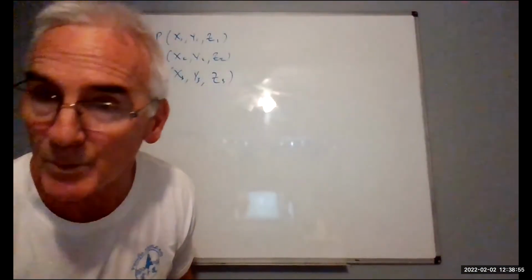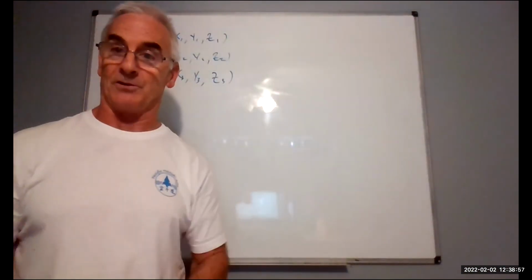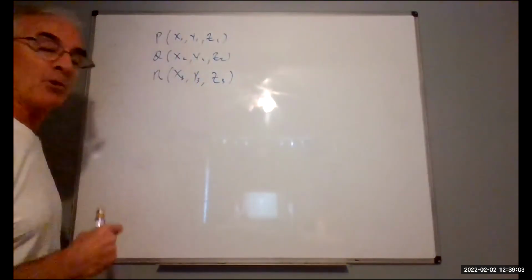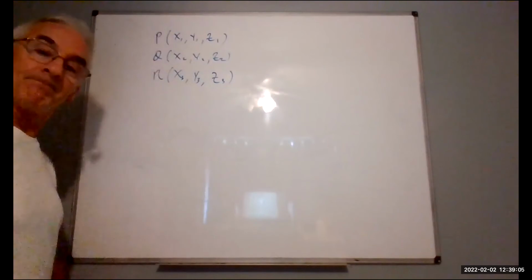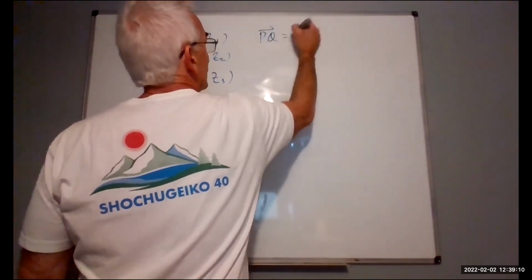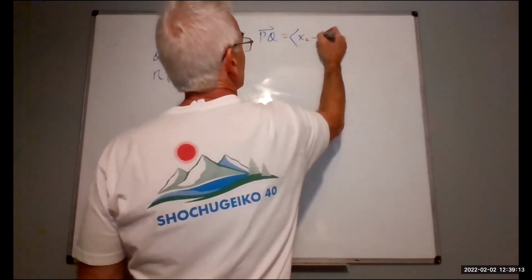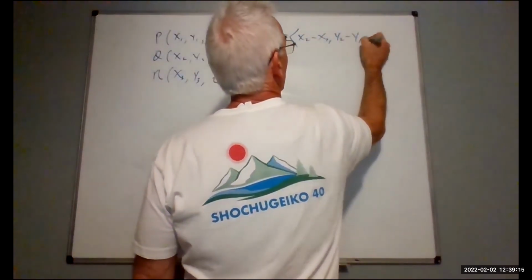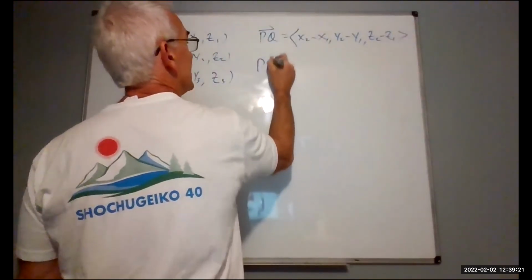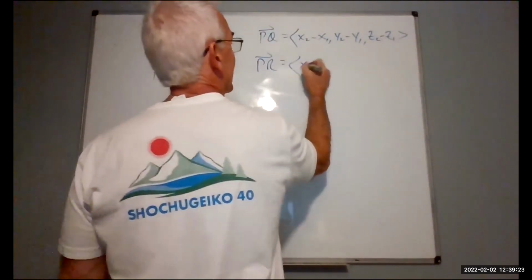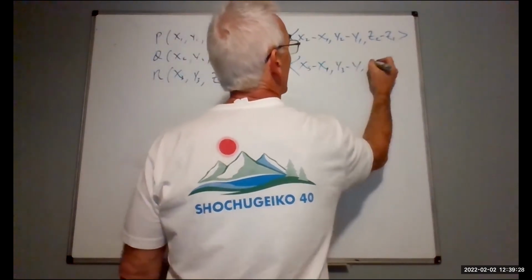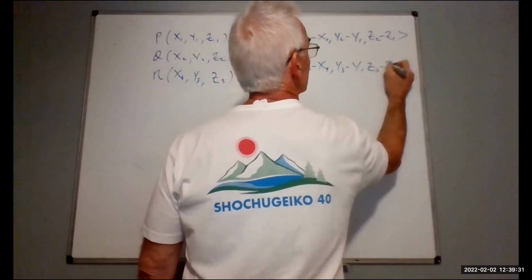Well, I'm giving you 3 points. What we do is we first create 2 vectors. I'm going to create the vector that goes from P to Q, and the vector that goes from P to R. So I'm going to start by creating vector PQ, which will be the vector x2 minus x1, comma, y2 minus y1, comma, z2 minus z1. And I'm going to create vector PR, which is x3 minus x1, comma, y3 minus y1, comma, z3 minus z1.